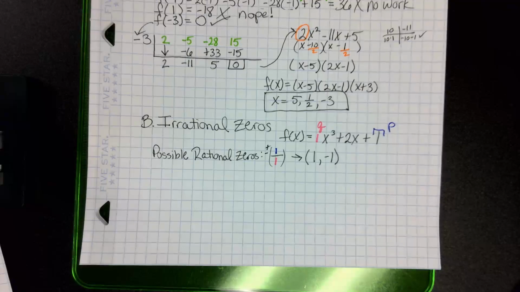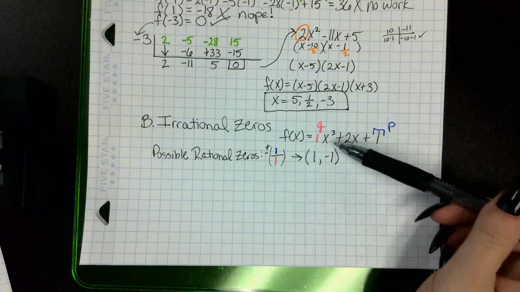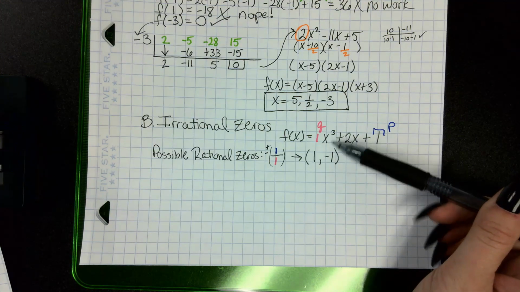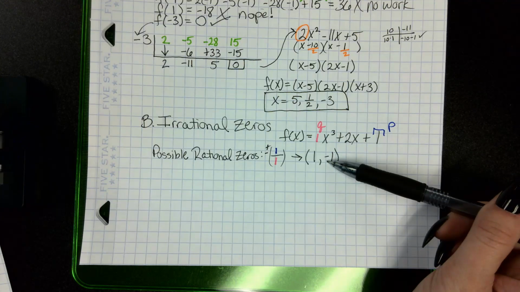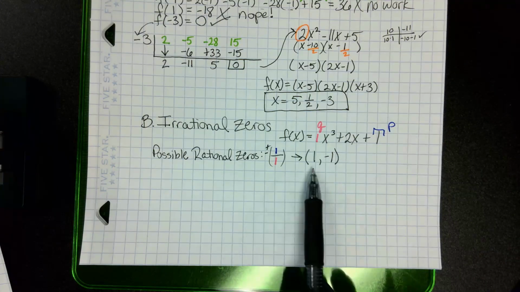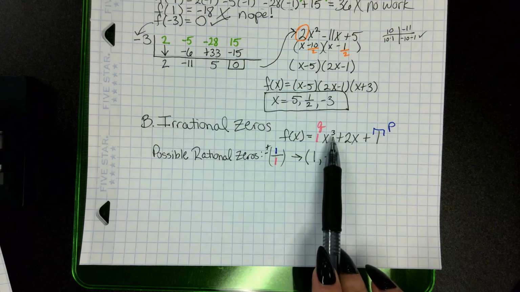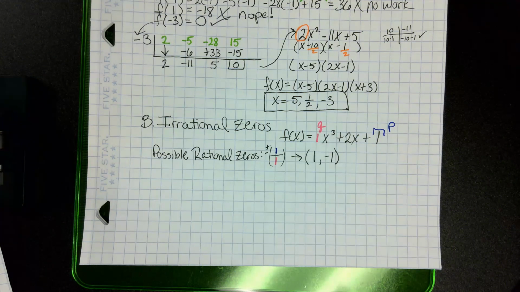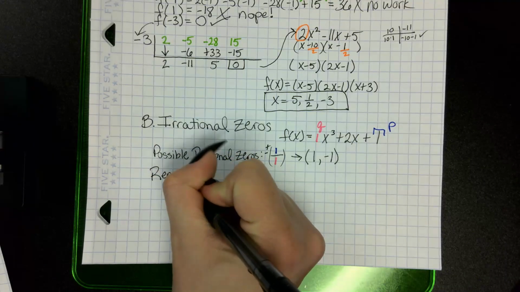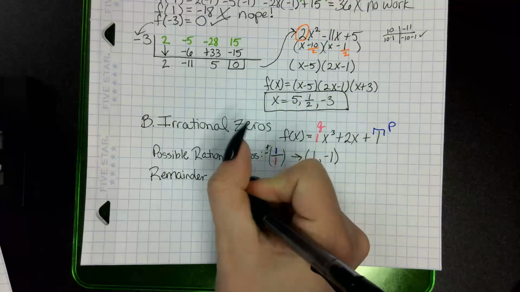There's two possible rational zeros. This is a degree 3. So that already tells me there's at least one irrational zero because I only have two possibilities for rational ones. That's just something to think about when you're doing this. How many possibilities are there and what is my degree? So next is the remainder theorem. Find out if one of these or both of them or none of them work.